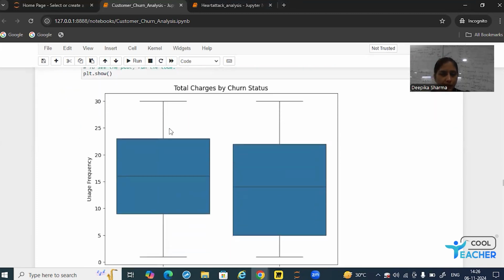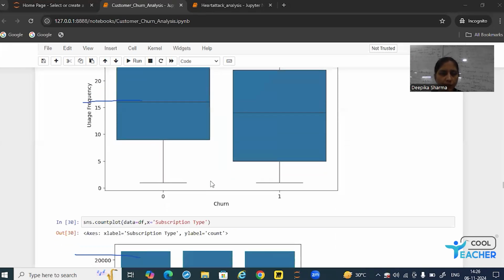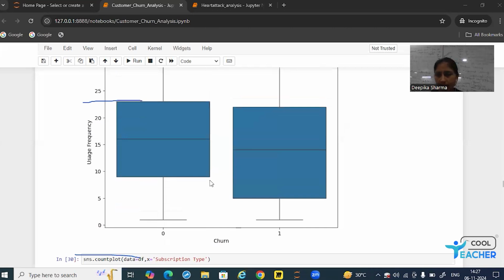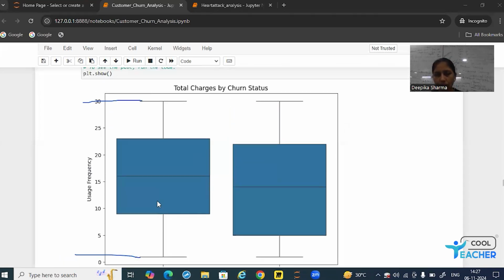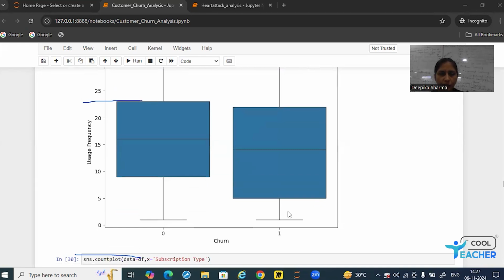Inside this box plot, 0 to here, if I say 3, it is coming to 5 here. So 3 to 30 nearby means 30 times on average. 0 to 30 means 30 times on average the product has been used as a usage frequency. So it means nearly 30 times the product has been used by the people who are still retaining with us. And if I talk about the churn rate, suppose 1 is coming here.